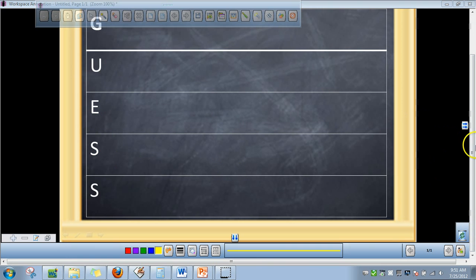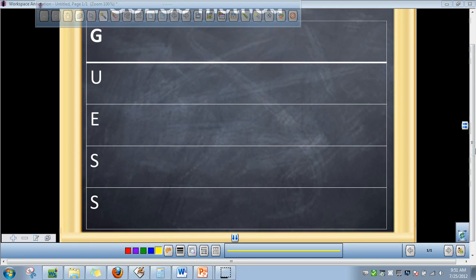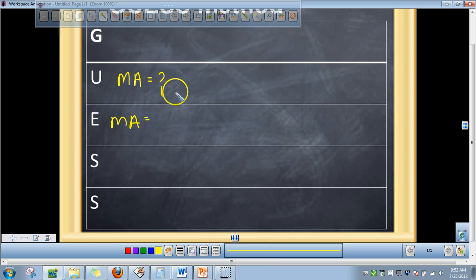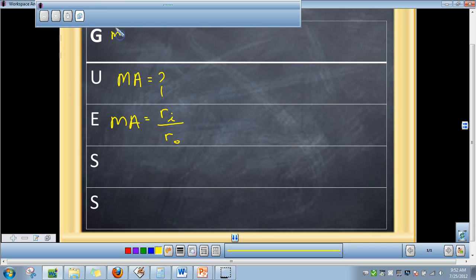So, we know we are looking for mechanical advantage. So let's fill that in first. If we're talking about a wheel and axle, you can tell from either your book or the information on the previous slide that mechanical advantage is the radius of the input divided by the radius of the output. That means in our given information, we need to know the radius of the input and the radius of the output.